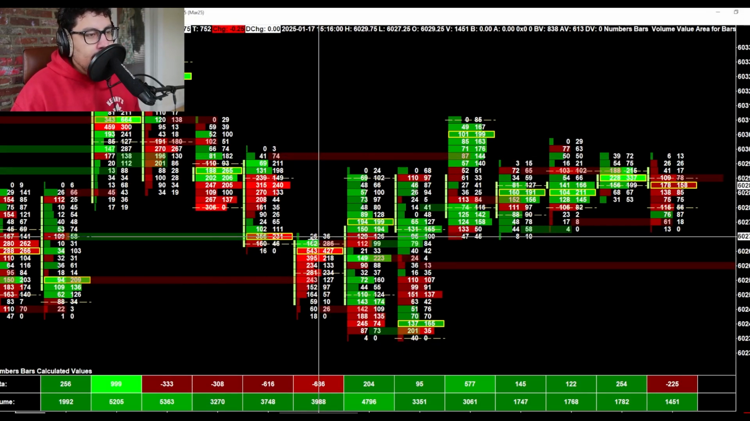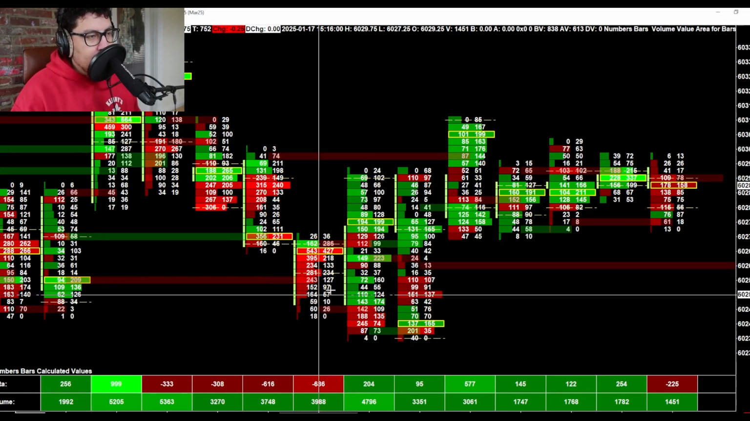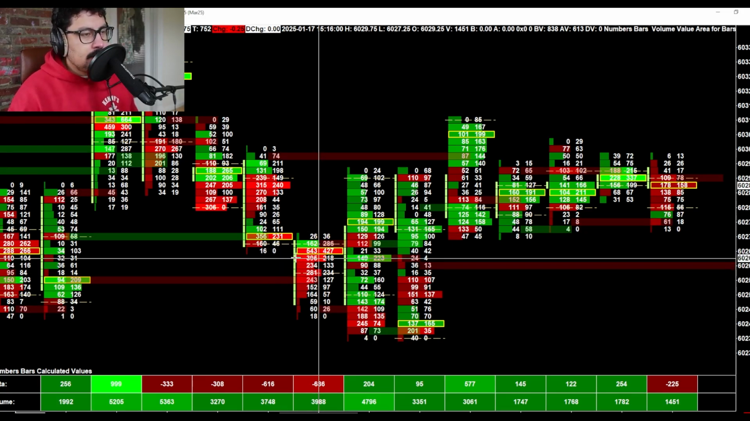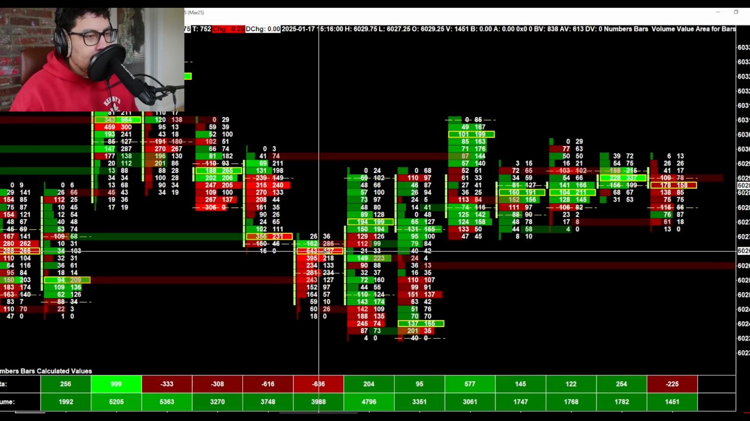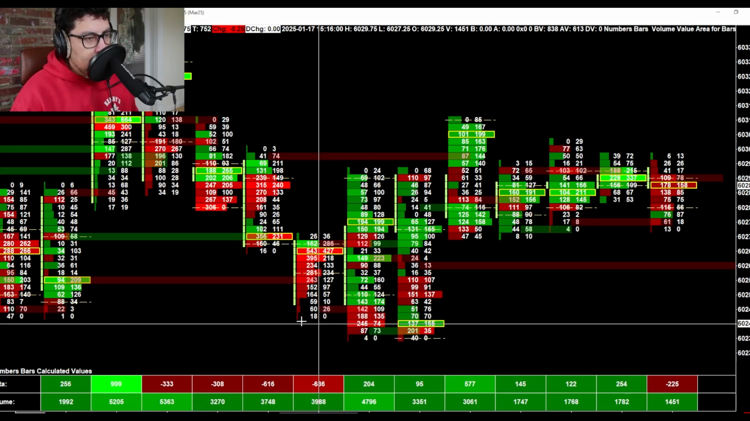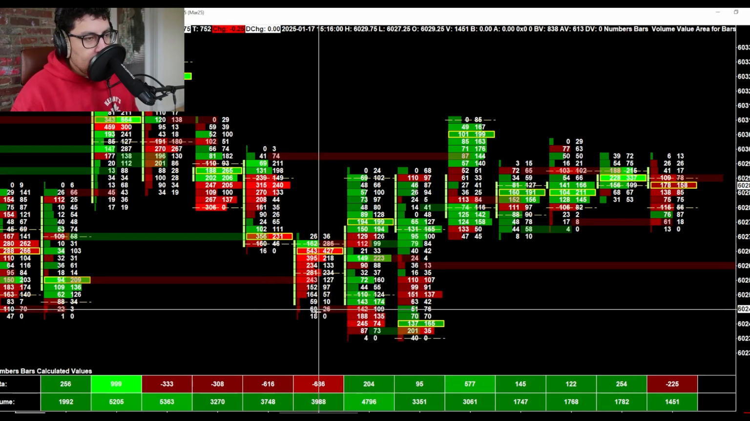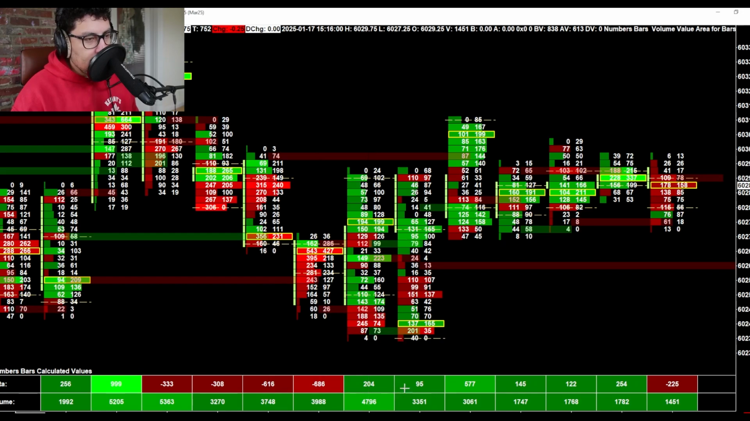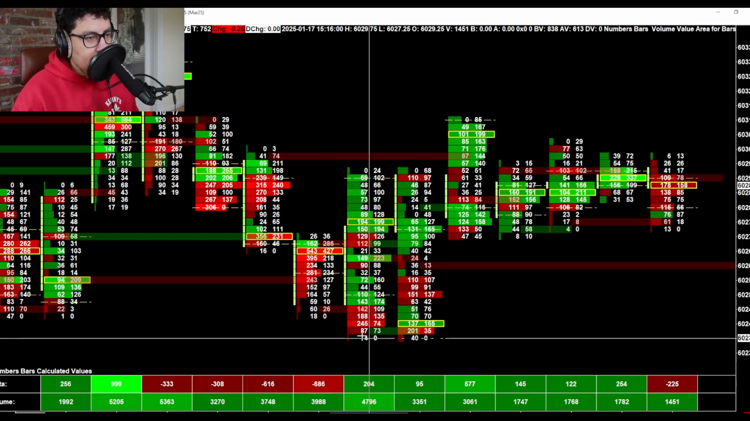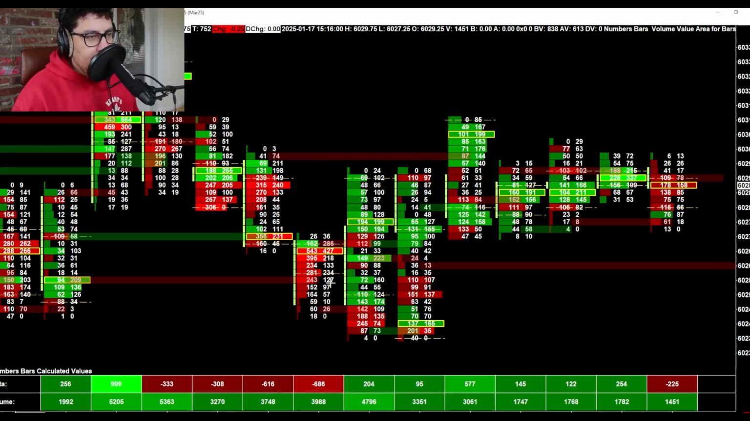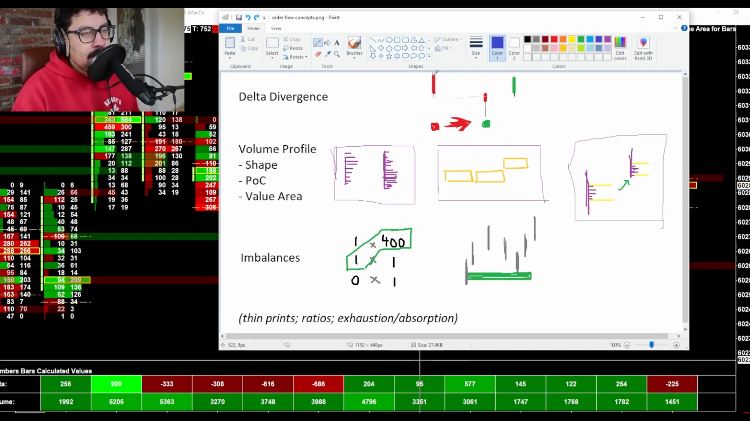I think this is a red bar, but it doesn't really matter. Basically delta's red. It makes a new low, right? Price starts trading lower than this, and delta turns green. Then you see the next candle, it doesn't go lower. It's still green. That's bullish delta. It's just telling us it might go up. And vice versa, as with everything in trading.